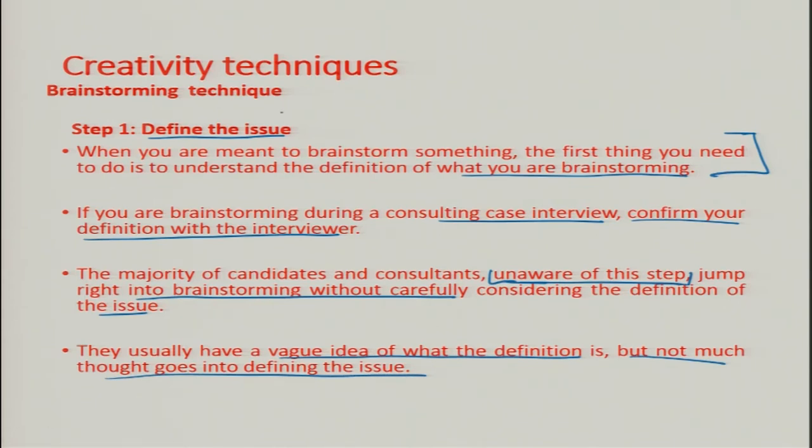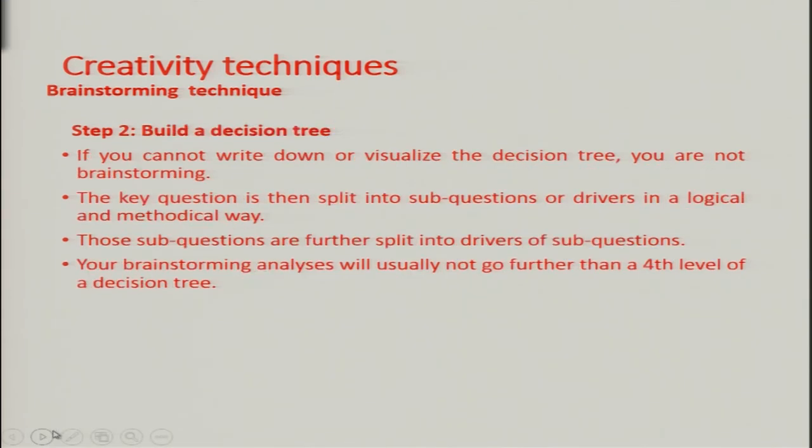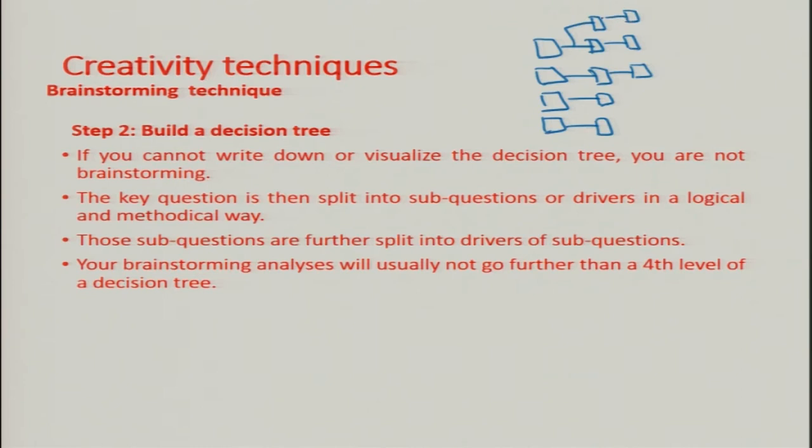So definition is important. Then build a decision tree. If you cannot write down or visualize a decision tree, you are not brainstorming. A decision tree starts with an idea, and for each idea we diverge, then we can even converge further. You can read decision theory; we can share links to read that. Decisions are to be put on paper; the decision tree has to be put on paper.